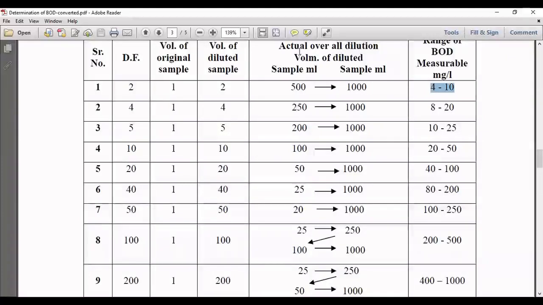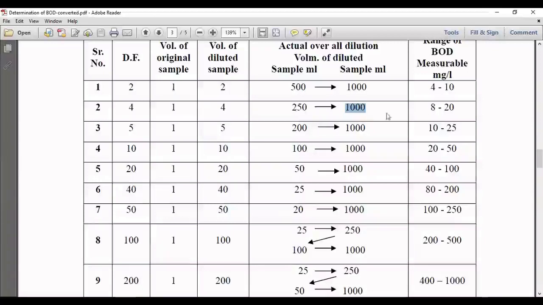Let's understand all these dilution factors one by one. If I have to adopt a dilution factor of 4, the total volume of the sample will be 1000 and the original volume of the sample will be 250. So 1000 upon 250 is 4. Here we are going to take a 1000 ml measuring cylinder, add 250 ml of the original sample, and add 750 ml of distilled water, so that the total volume becomes 1000 ml.